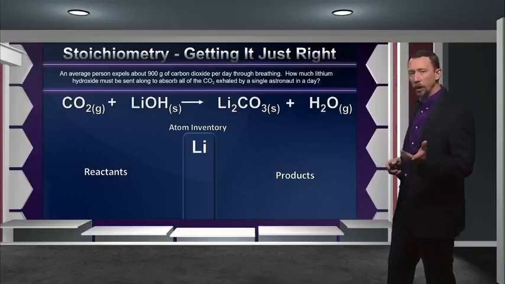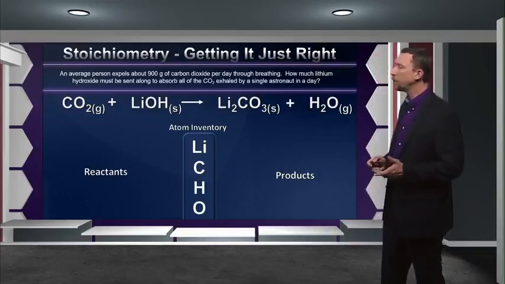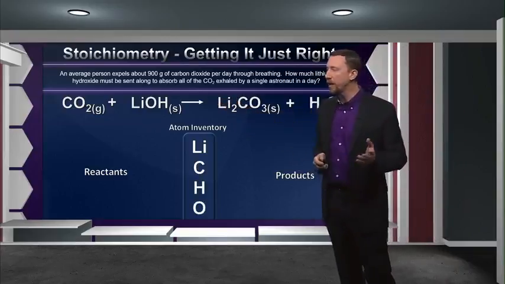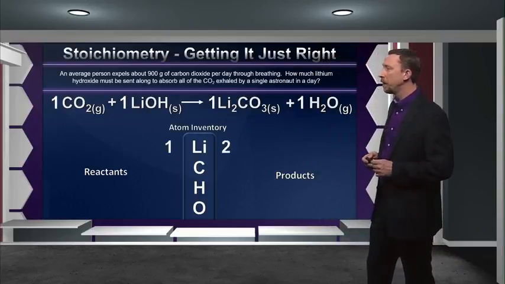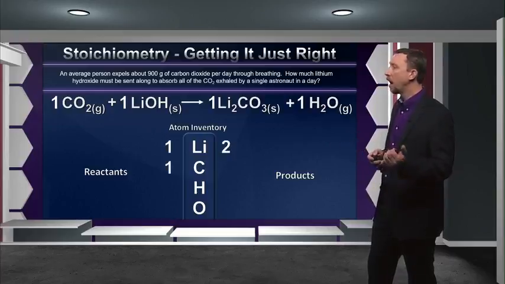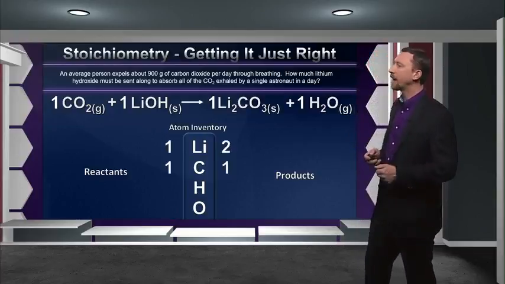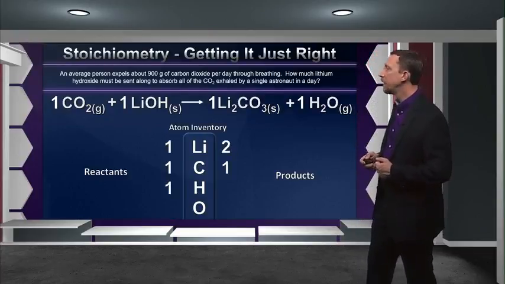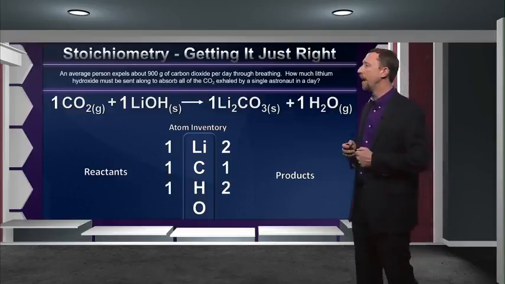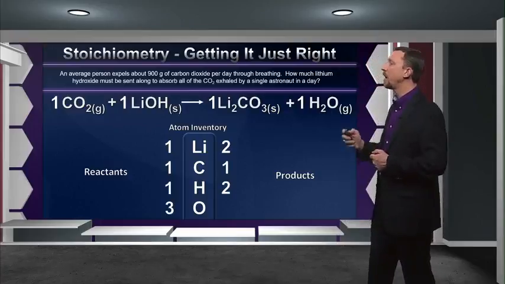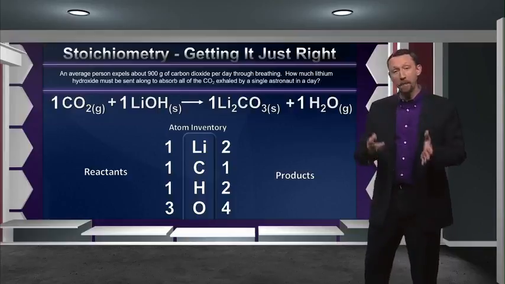Now our atom inventory will include lithium, carbon, hydrogen, and oxygen. Looking at my reactant side of the equation, as written, assuming they're all coefficients of 1, I have 1 lithium, and I have 2 on the other side. I'll have 1 carbon on my reactant side and 1 on the products. Over on my reactant side, I currently have 1 hydrogen, whereas my products, having water, has 2. And oxygen on my reactant side right now counts up to 3, whereas on my product side, I'm looking at 4. So we're not balanced right now.